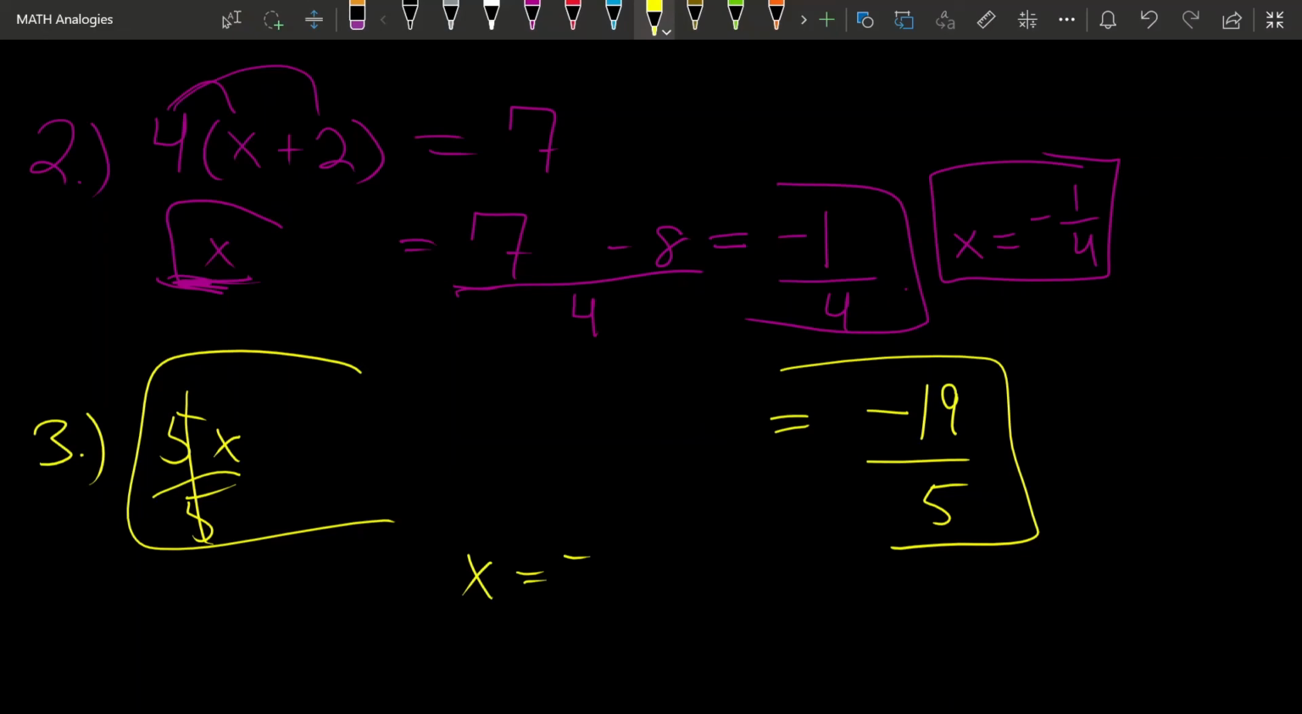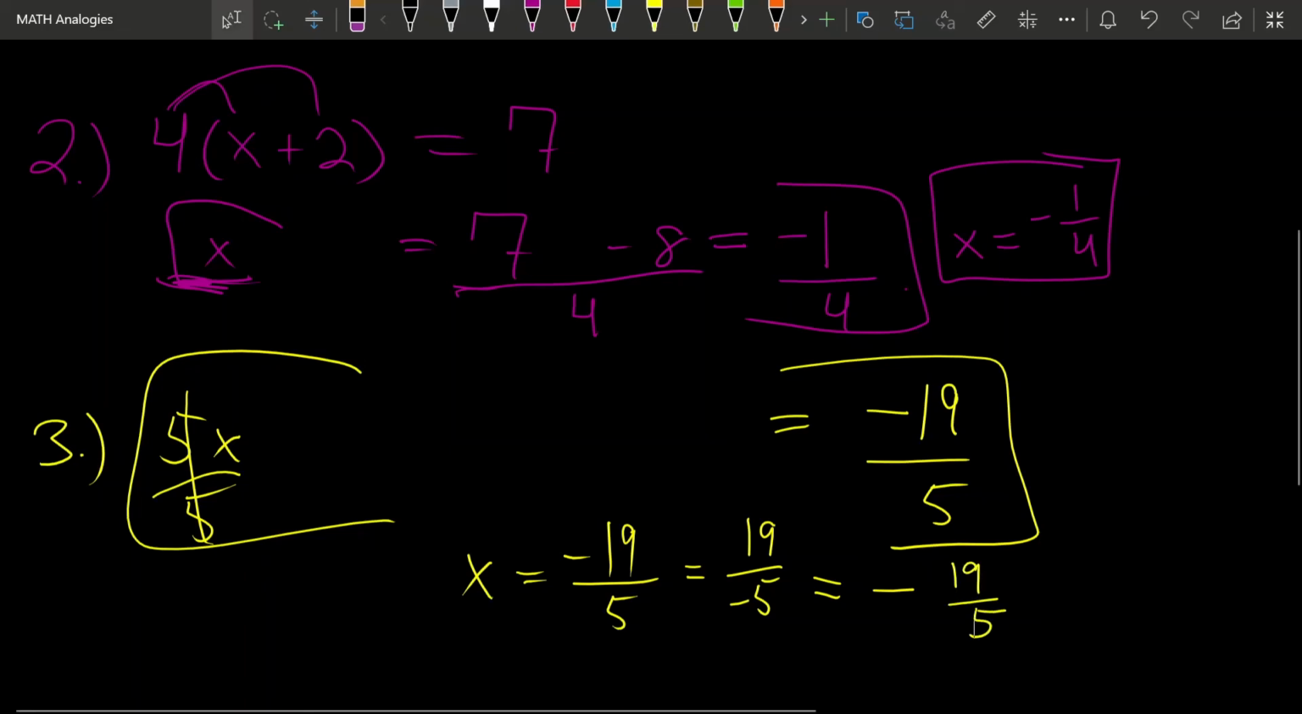You can write the negative on top, like this. You can write the negative on the bottom if you like. Or a nice way to write it is actually the negative sign right out front. And the point here is the fraction we're looking at, 19 over 5, is negative. And that can be expressed in any of these three ways. If you're feeling really silly, you could do negative 19 over negative 5.